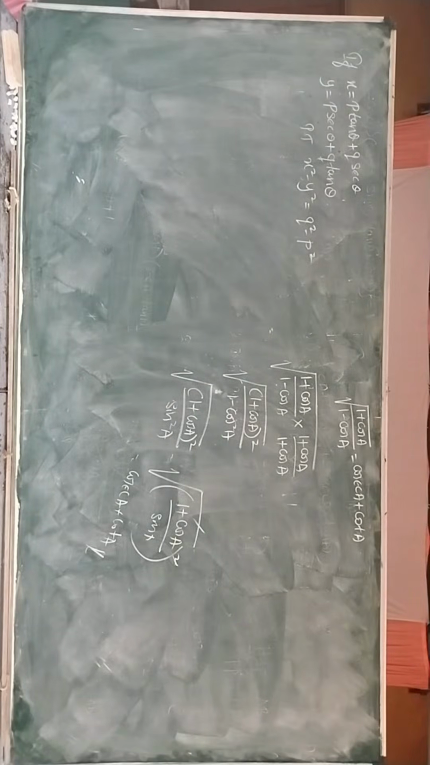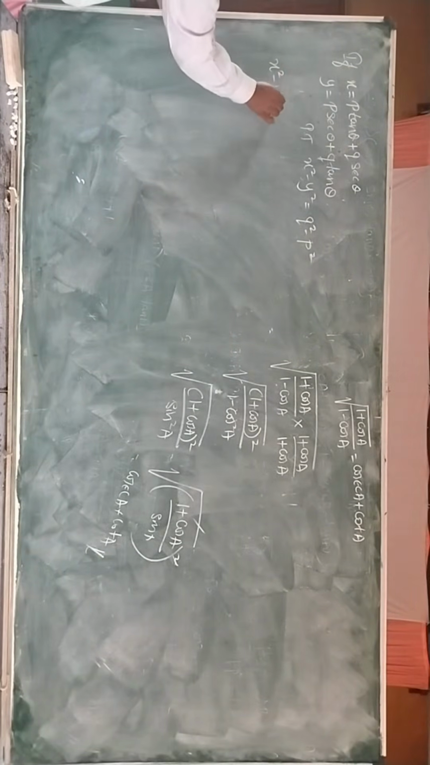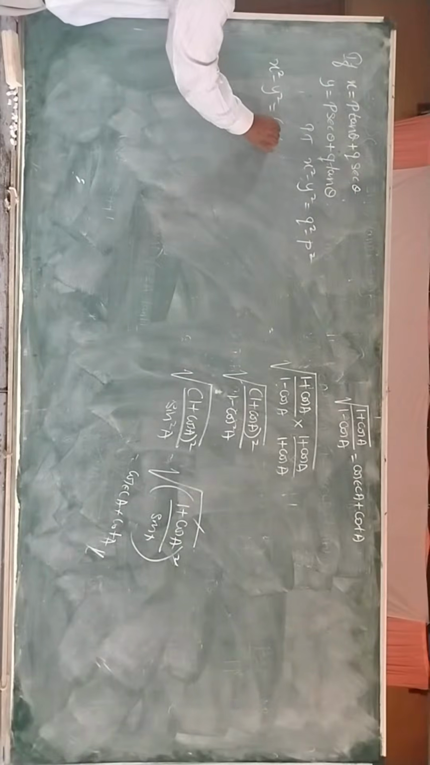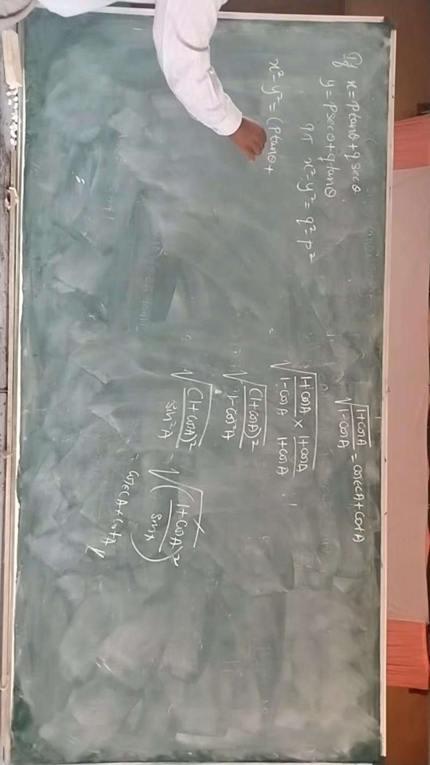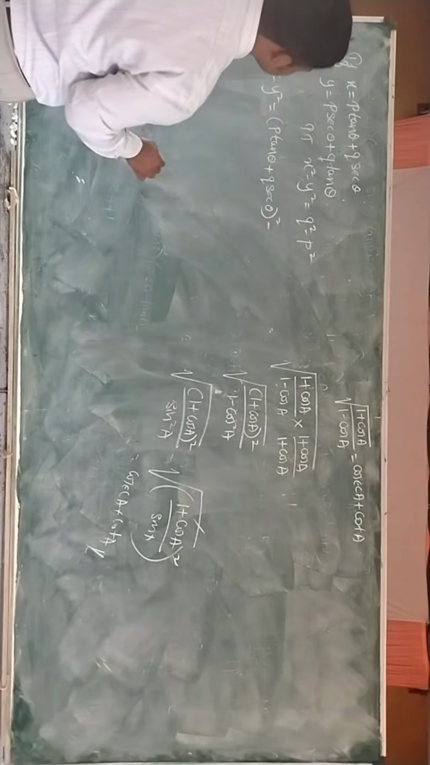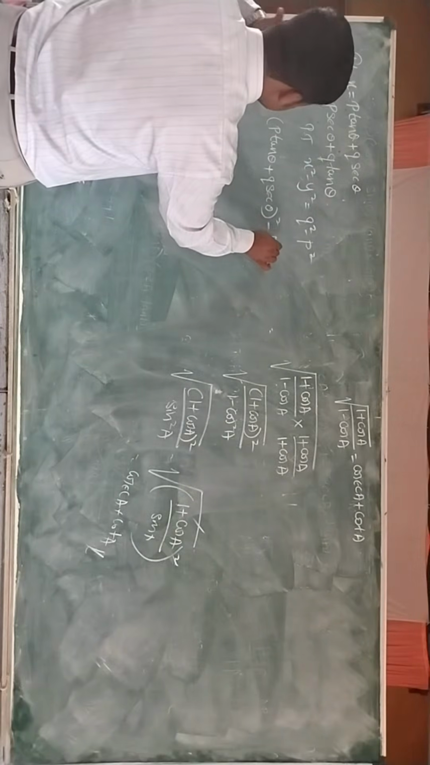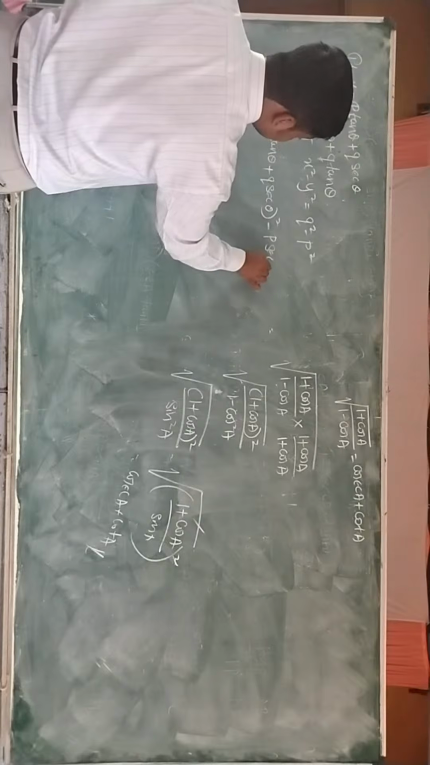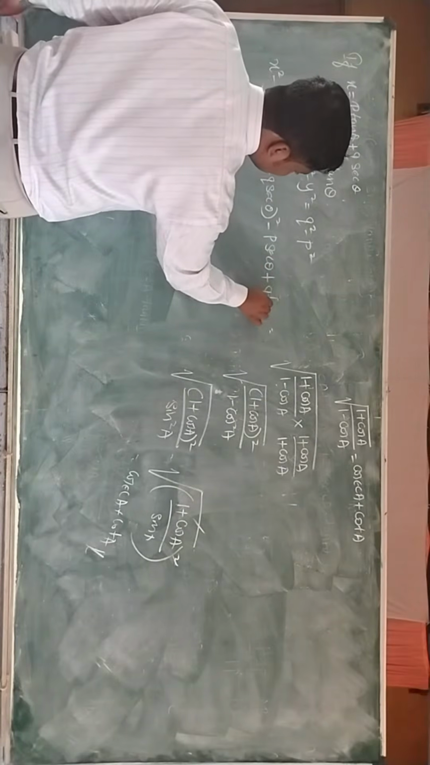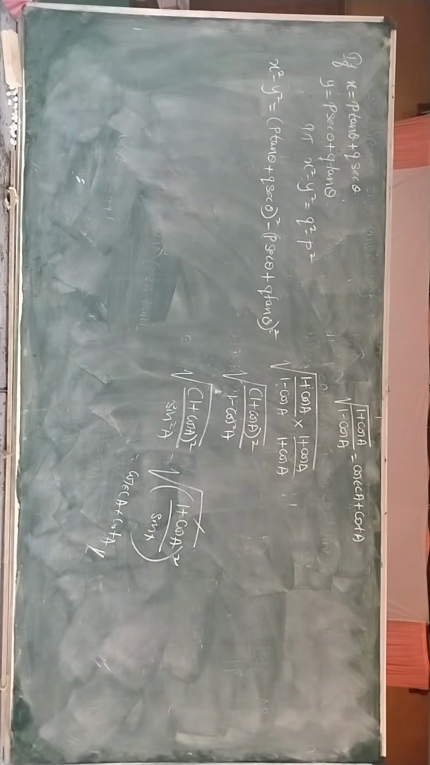It's simple. Same here. Prove that x square minus y square is equal to q square minus p square. What is x? x is p tan theta plus q sec theta, and y is p sec theta plus q tan theta. So x square minus y square is equal to (p tan theta plus q sec theta) whole square minus (p sec theta plus q tan theta) whole square.